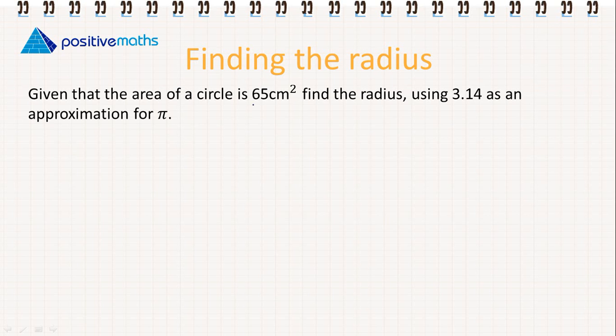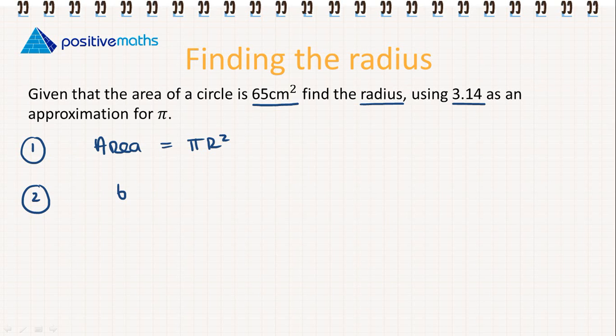Okay, so let's read the question. Given that the area of a circle is 65 centimeters squared, find the radius using 3.14 as an approximation for pi. Again, the first thing we're always going to do is write down our formula. So area is equal to pi r squared. The next thing we're going to do is fill in the information we're given. So we have the area at 65. Pi, we're told, is 3.14. And we're looking for our radius squared.